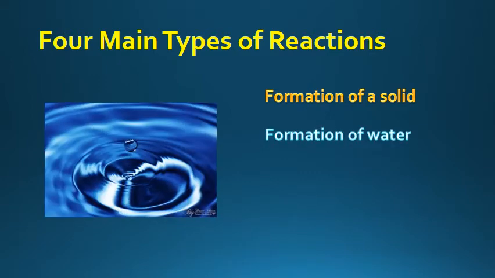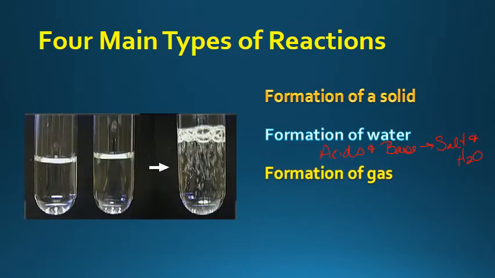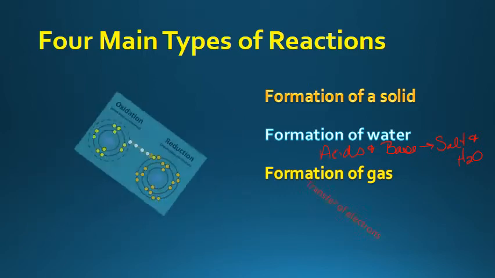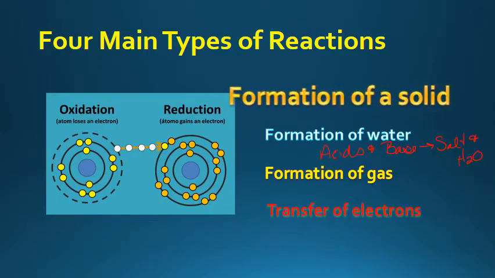We're going to be looking at reactions that form water. These are acids and bases. When you put an acid with a base, you're always going to get salt and water. So this is a reaction that forms water. In this chapter, we're also going to be looking at how a gas is made or evolved. So when you mix two things together and look, bubbles, you're going to make a gas. We're not going to spend a lot of time on those. And we're also going to look at reactions that transfer electrons, kind of like the story behind an ionic compound.